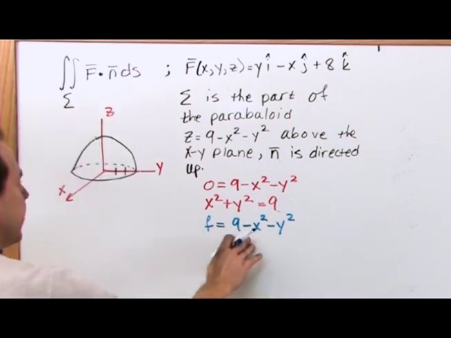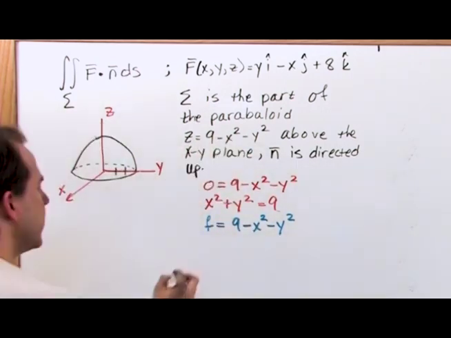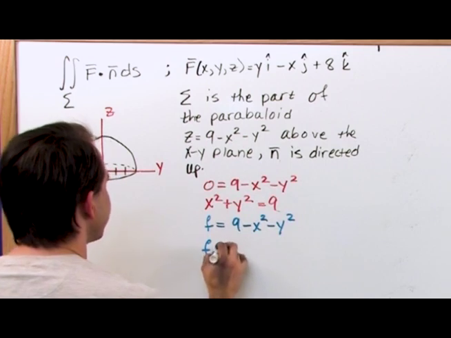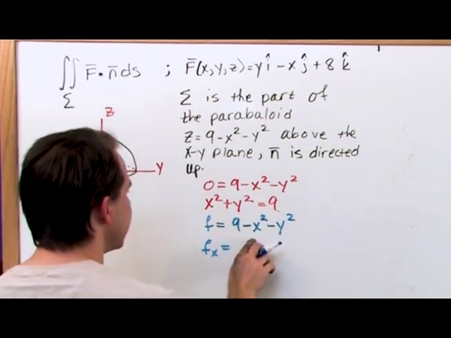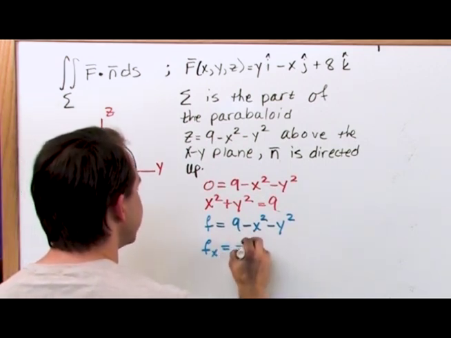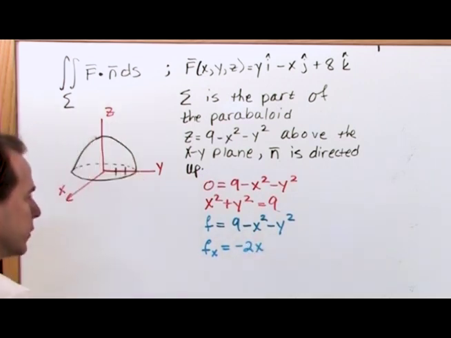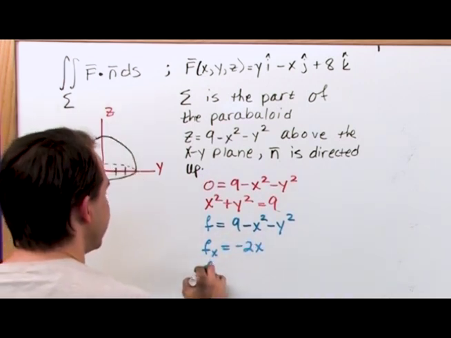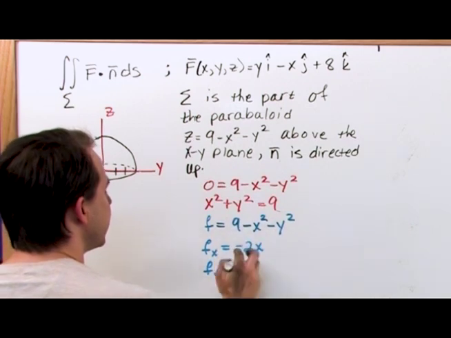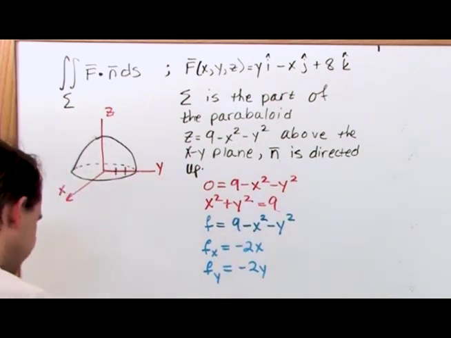Okay, it's a function of x and y. It's basically given to us in the problem. You're going to need the partial derivative with respect to x later on, so let's calculate it now. What you're going to get here is negative 2x. That's the partial derivative of this with respect to x. F sub y you're going to calculate as negative 2y. We're going to use that information later.